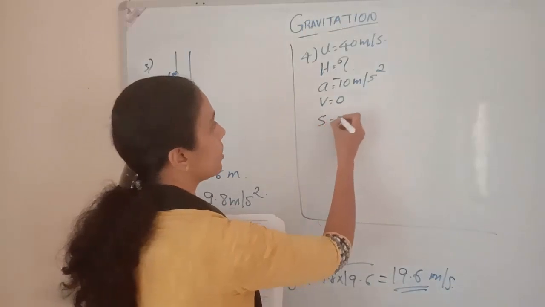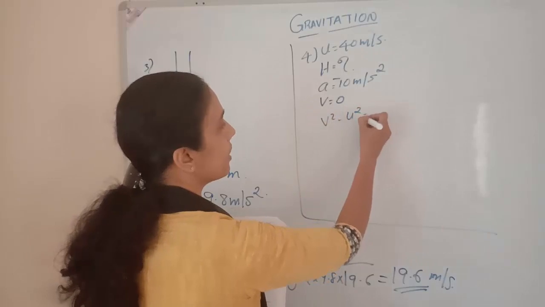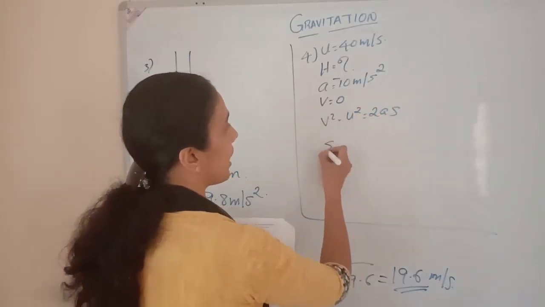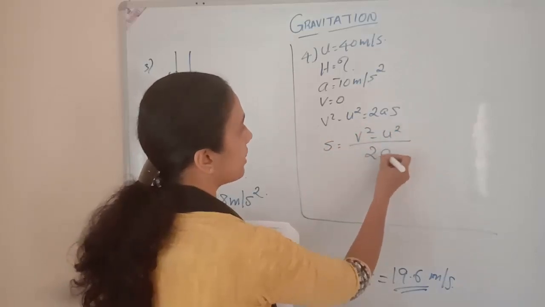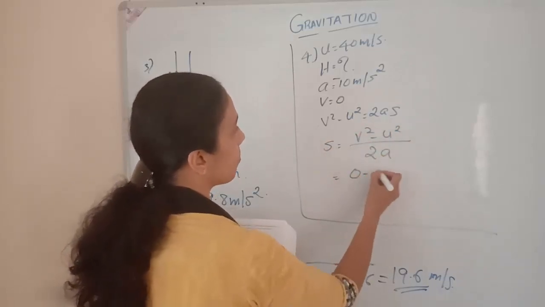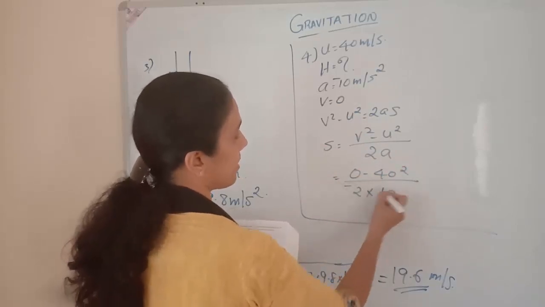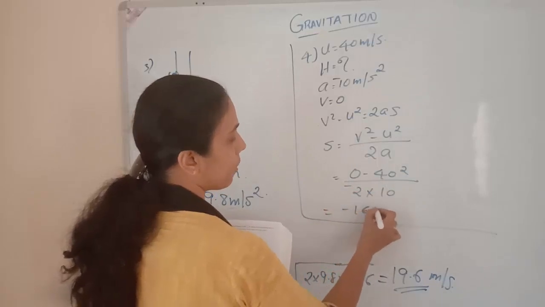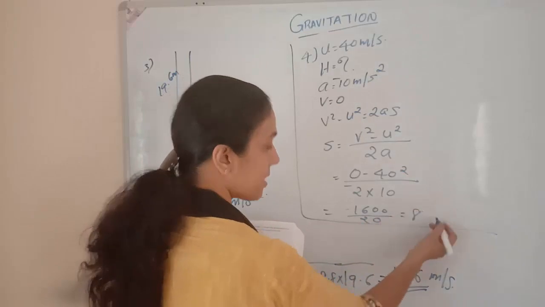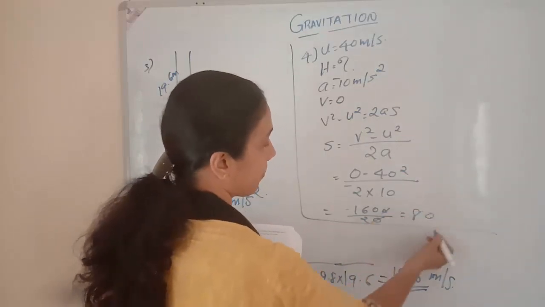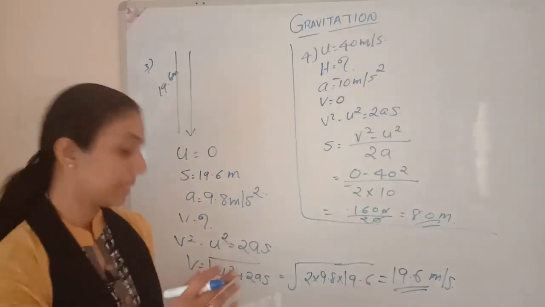Therefore, S is equal to, using this formula V square minus U square equals 2AS, S is equal to V square minus U square divided by 2A. V is 0 minus 40 square divided by 2 into minus 10. So it is minus 1600. Negative negative will get cancelled, 20. So we will get it as 80 meter. So that is the maximum distance covered.